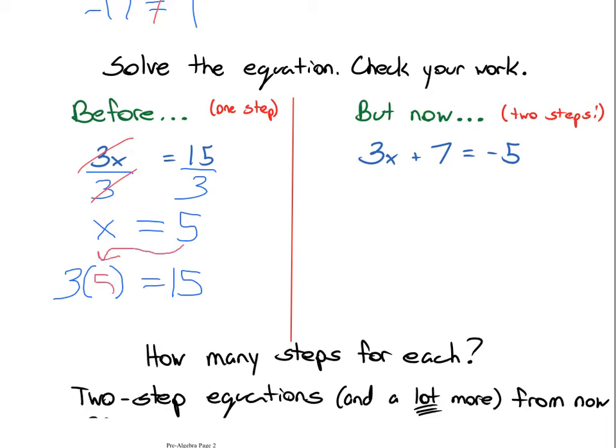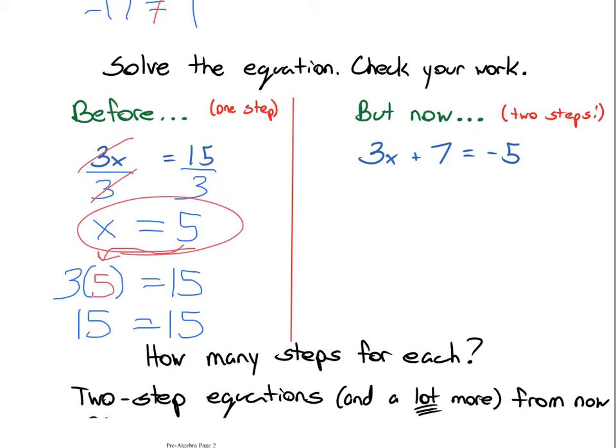The solution, I think, is 5. And let's see if it makes a true equation. And if it does, we got it. And if it doesn't, we got to go back to the drawing board and recalculate. But look at this. 15 does equal 15 because 3 times 5 is 15. So we know for certain x equals 5 is the solution.